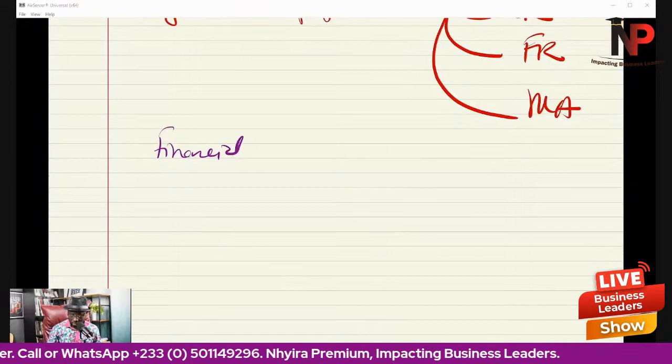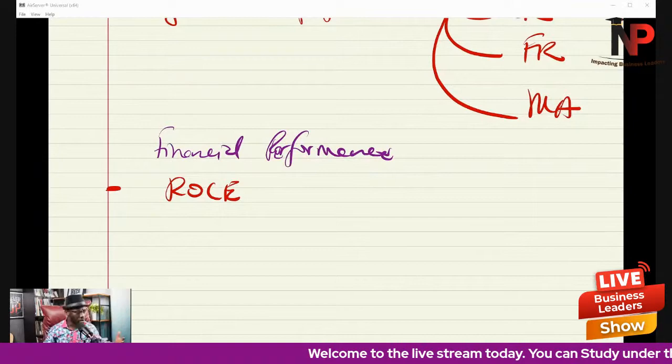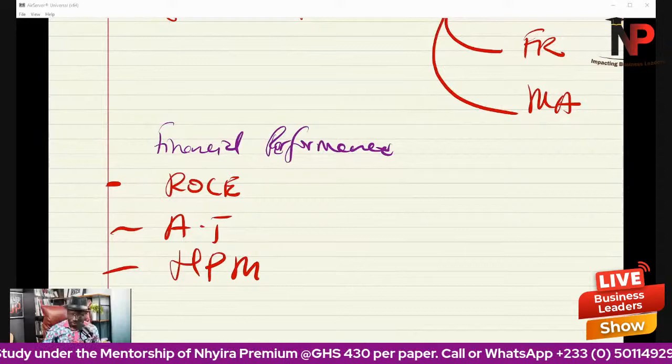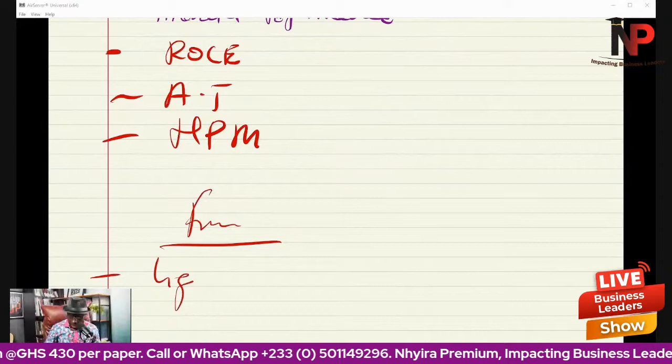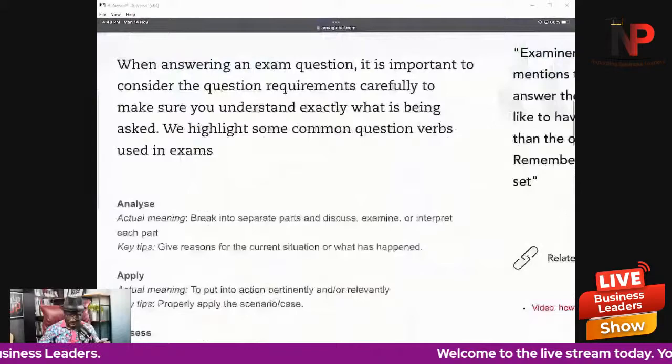And in the financial performance, this is where you're going to be talking about the individual ratios. So depending on the ratios we calculated, you have to take the parts called ROSI and talk about ROSI. You have to take asset turnover and talk about asset turnover. You have to take net profit margin and talk about net profit margin. Then it comes to financial position. It means that we are going to be talking about maybe the liquidity position of the entity or the gearing position of the entity and other efficiency ratios. So if the question says analyze, this is what it means.